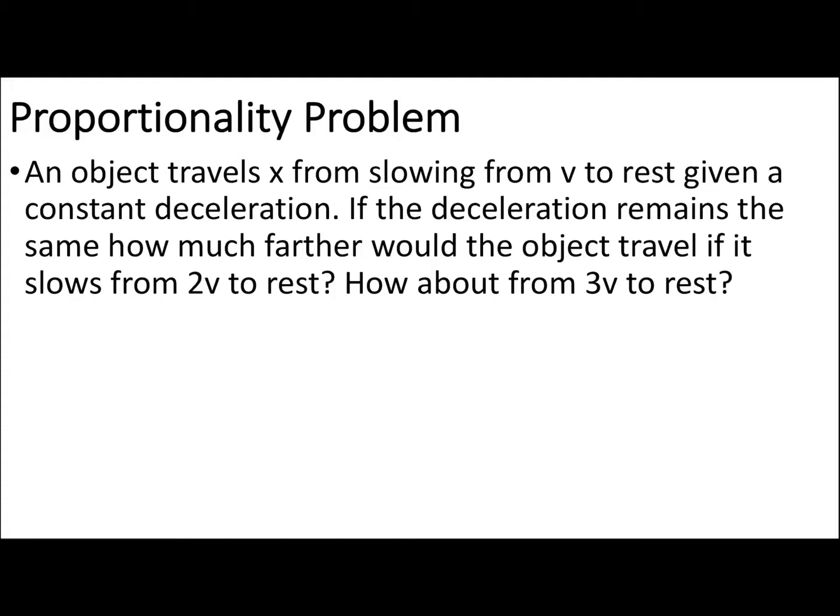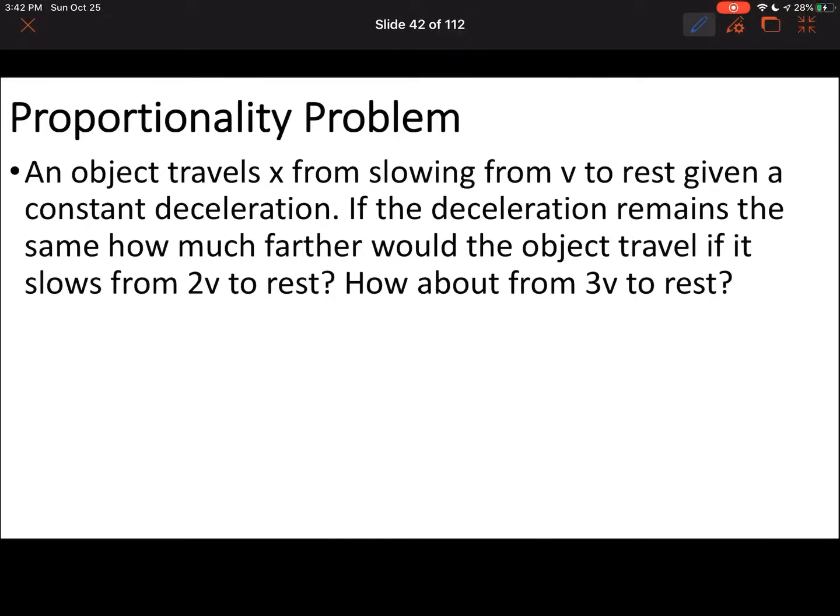An object slows down from v to rest given a constant deceleration. If the deceleration remains the same, how much farther would the object travel if it slows from 2v to rest? How about 3v to rest? So what is an equation that would relate x, initial velocity, and final velocity? The initial is v naught, which is equal to v, and the final is rest, given a constant deceleration. I need my third kinematic equation here, that v squared equals v naught squared plus 2a delta x.